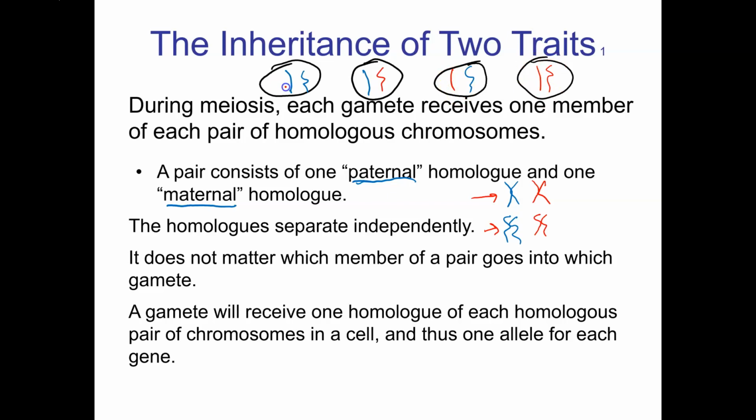So say blue is dad, red is mom. You might get dad's straight chromosome and squiggly chromosome. You might get mom's straight chromosome or squiggly chromosome. You might get dad's straight and mom's squiggly, or you might get mom's straight and dad's squiggly. So those are all different types of gametes that can be produced during independent assortment in meiosis, during metaphase 2.